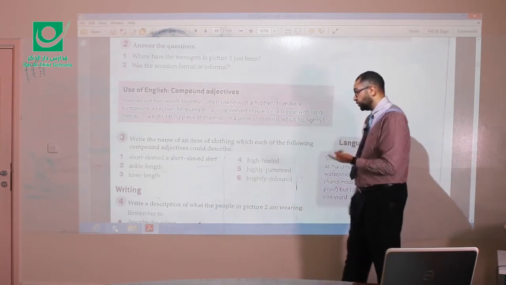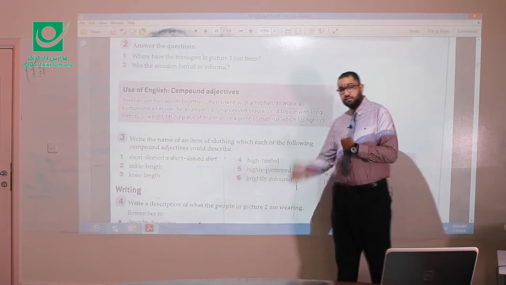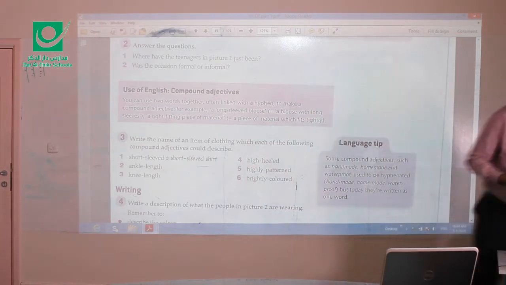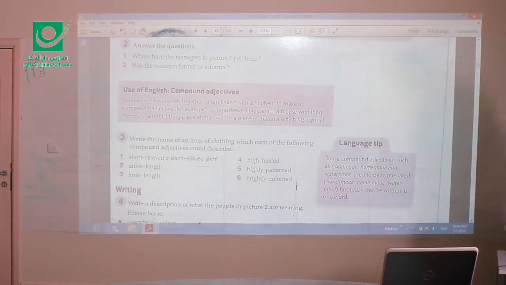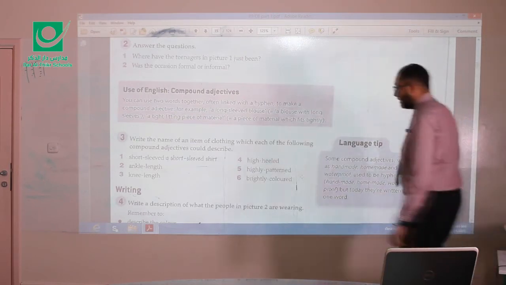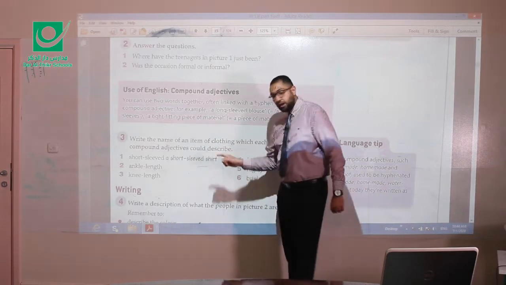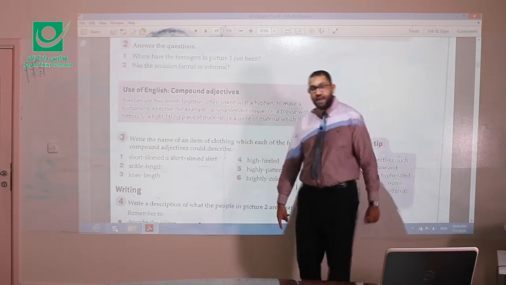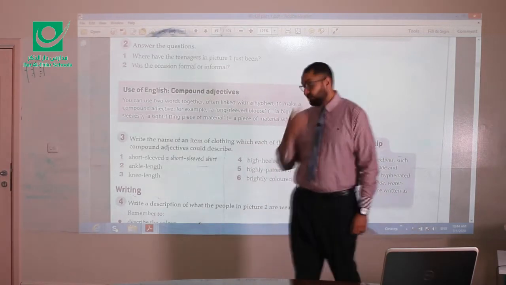Like number 1, a short-sleeved shirt. I'll give you 1 minute, then we discuss the answers together. Now we start. Thank you, everyone. A short-sleeved shirt. An ankle length dress, for example.